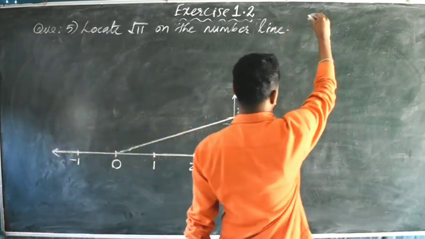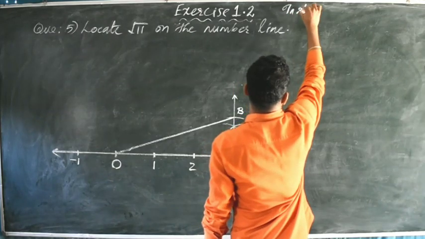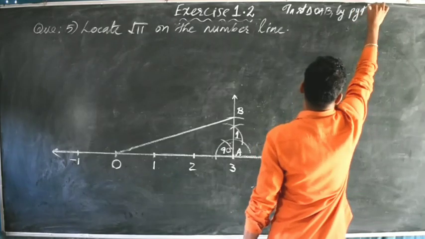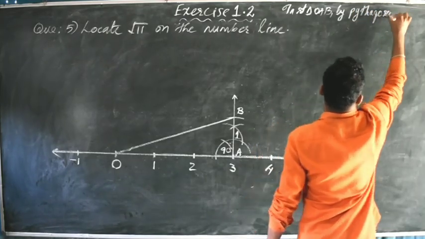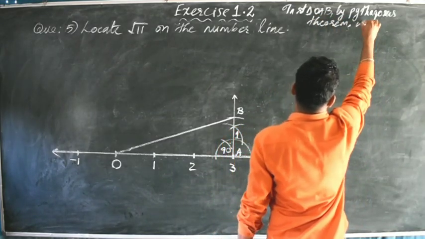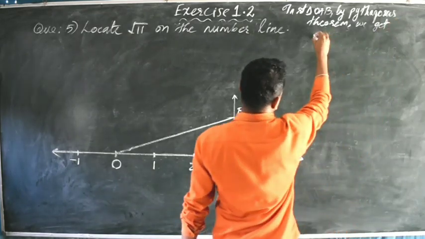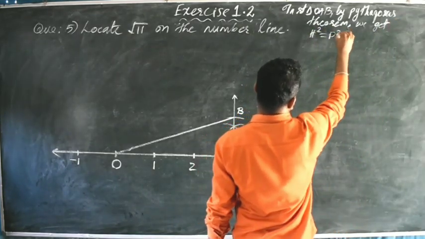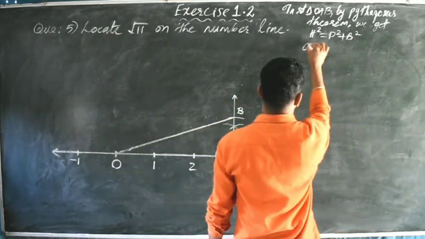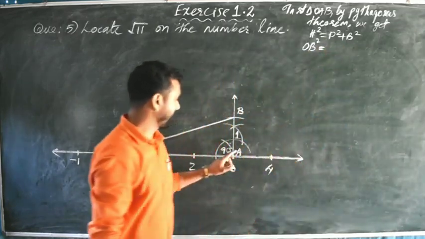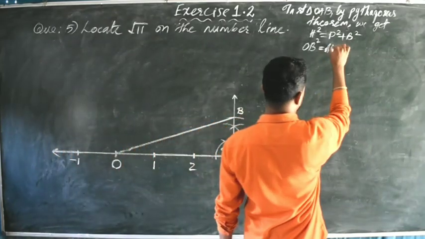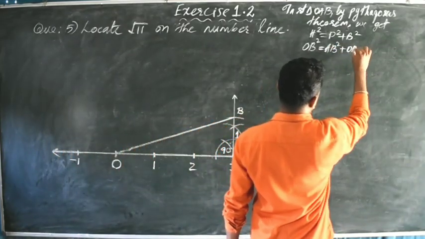So you have to write, in right triangle OAB, by Pythagoras theorem, we get hypotenuse square is equal to perpendicular square plus base square. Here OB is the hypotenuse. OB square is equal to perpendicular square AB square plus base square OA square.